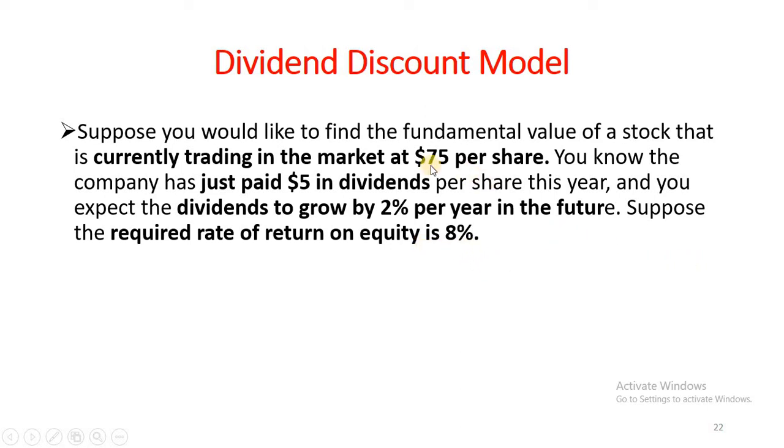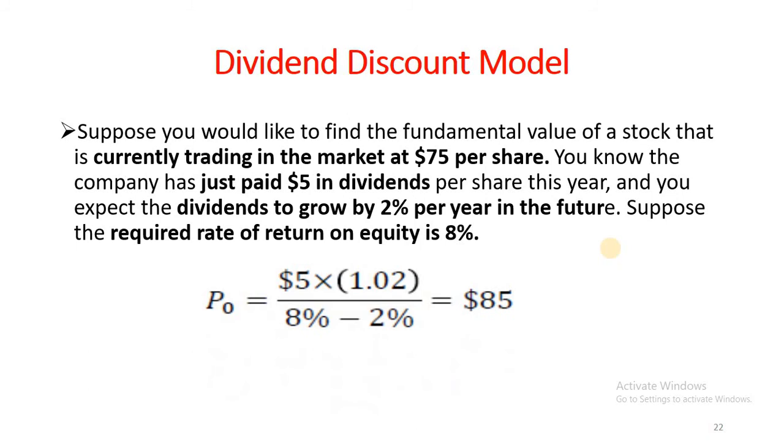So once again, its current market price is $75. Its most recent dividend payment is $5. The growth rate of this stock is 2%. And finally, the discount rate of this stock is 8%. Now, if you want to find out the value of this stock, you can use the constant growth dividend discount model. So over here, P0 indicates the value of this stock.